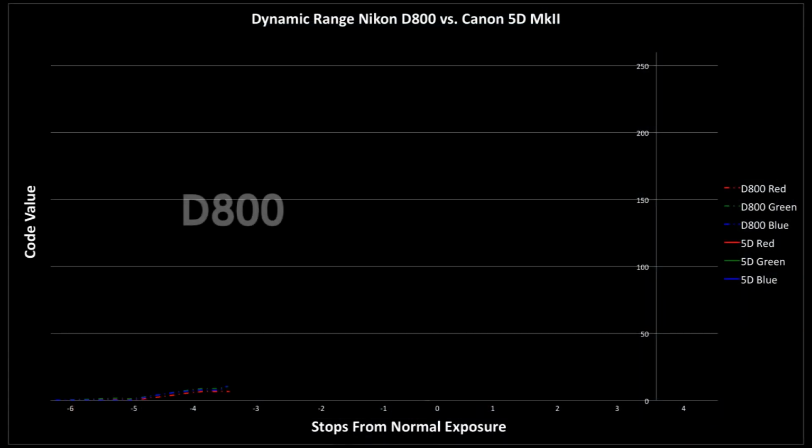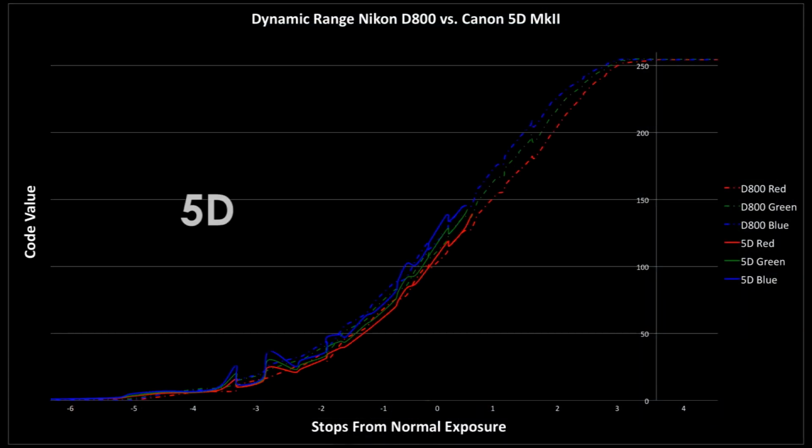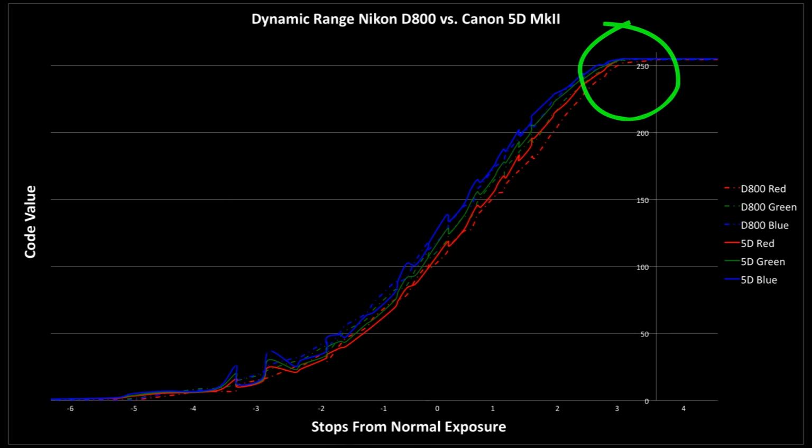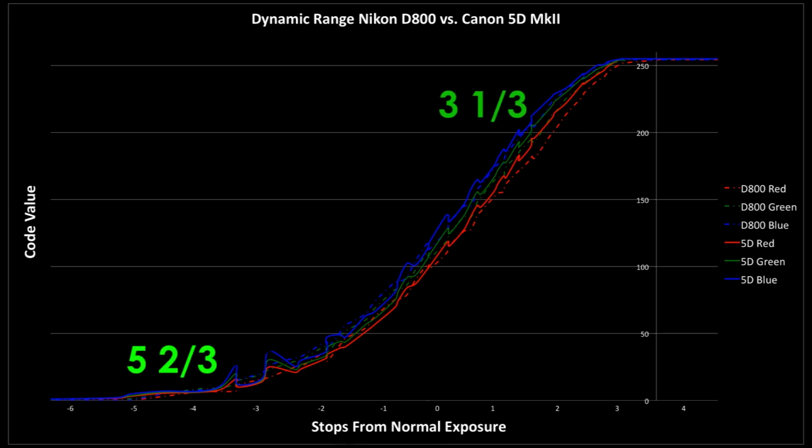Here is a graph of our results. As you can see, the D800 slightly outcompetes the 5D in the highlights, and the 5D slightly outcompetes the D800 in the shadows. When we convert to stops, the rounding eliminates the differences, and they allow both 5 and 2/3 stops below and 3 and 1/3 stops above normal exposure.